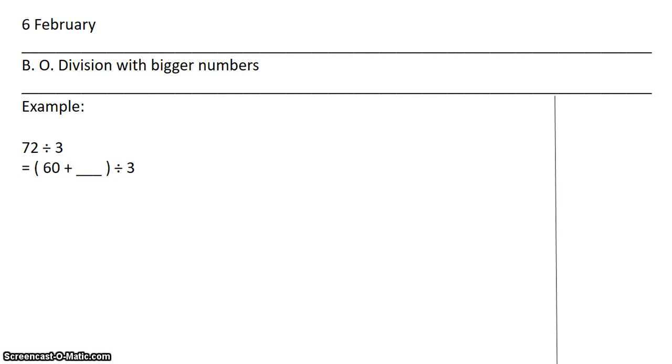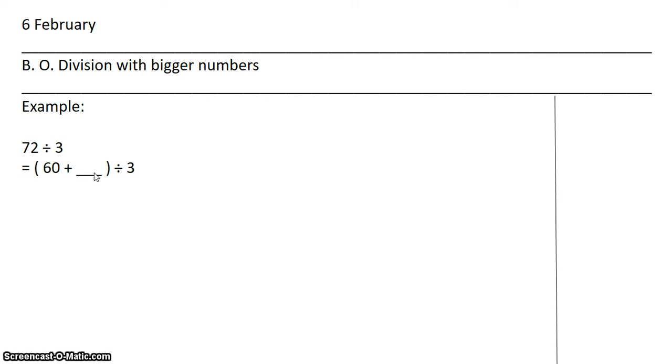So we can put 60 in that bracket. Now what we actually want is for this bracket to equal this number. So we've already got 60 of 72. Now we need to work out how much is left. So 60 plus what gives us 72.